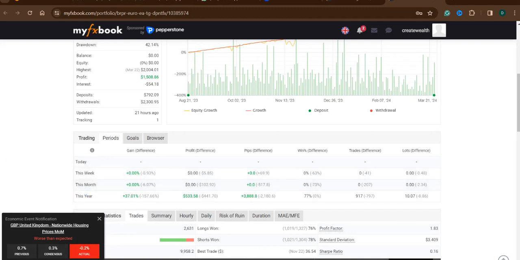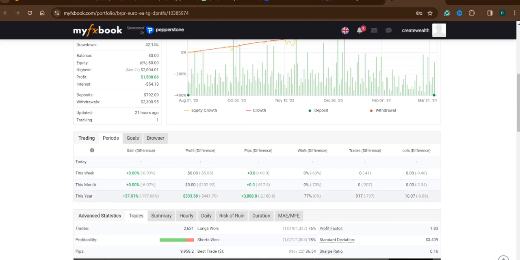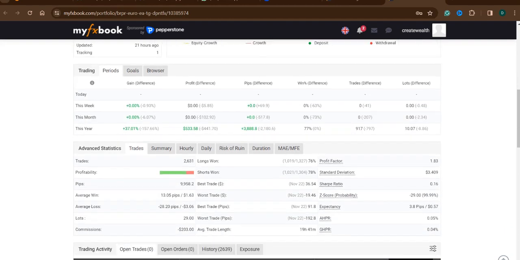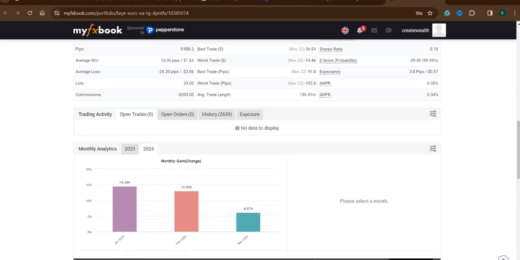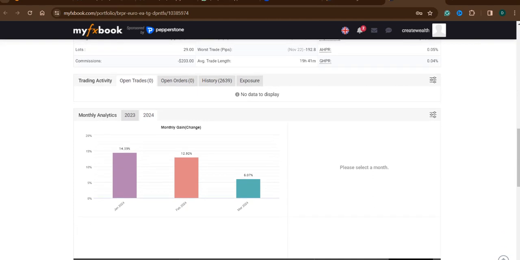This is the statistics. This week 0%, this month 0%, this year 37.01%. This week and this month are zero because we have not been trading with this expert advisor for the last week, more than a week. And this is the statistics, you can just check it out. There are no open trades because we closed this account.